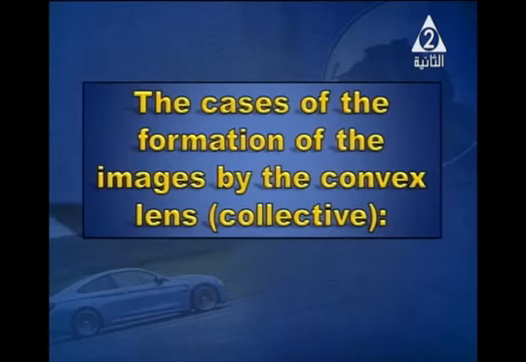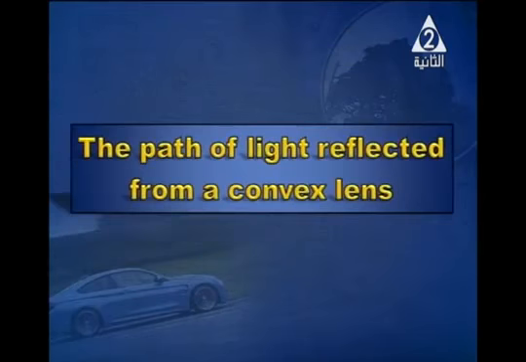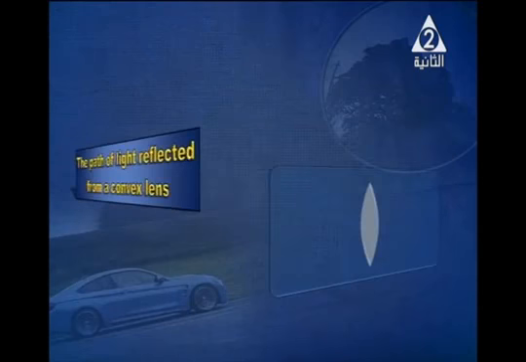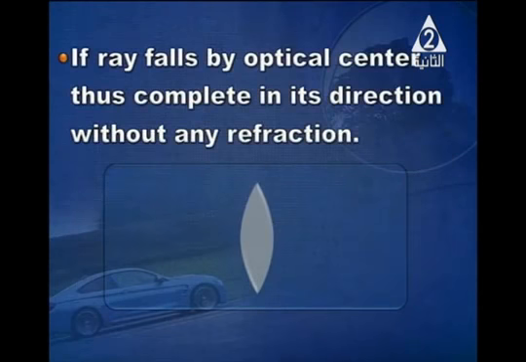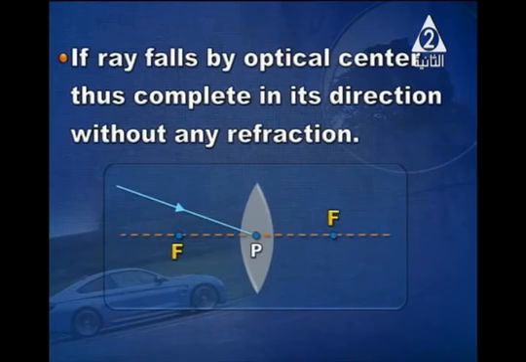The cases of the formation of the image by the convex lens, or the collective lens. The path of light refracted from a convex lens. If the light ray falls on the optical center, it continues in its direction without any refraction. The light ray falls on the optical center of the lens, so it will pass without any refraction.